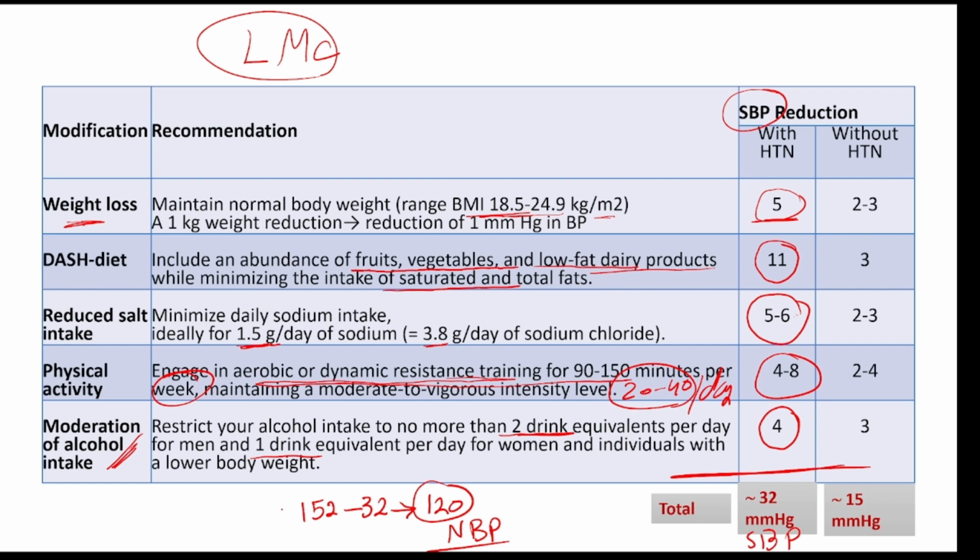So here we don't need medication, no drug needed, if we follow the lifestyle modification.